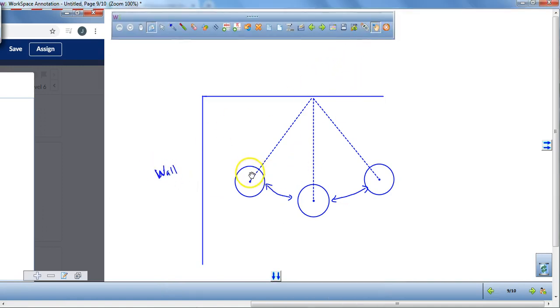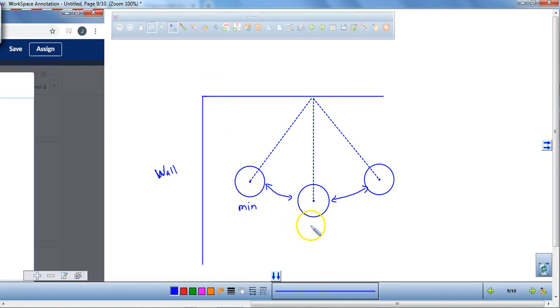If you see this going back and forth, it's getting closer to the wall, further away from the wall, closer, further away. This right here is its minimum distance to the wall. This is its average distance from the wall. And this is the maximum distance from the wall. The bob is swinging back and forth from a fixed point right up here. Tick tock, tick tock.